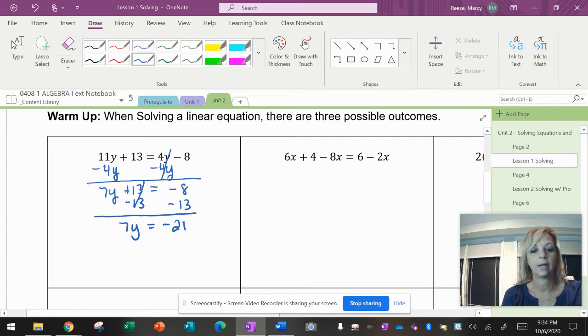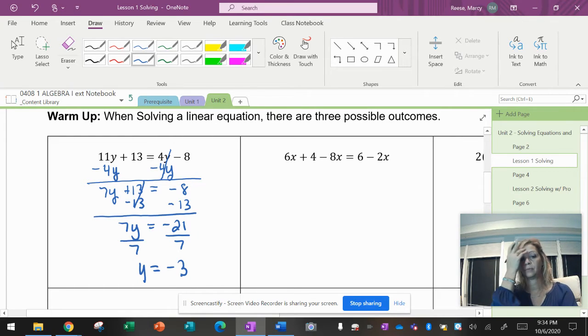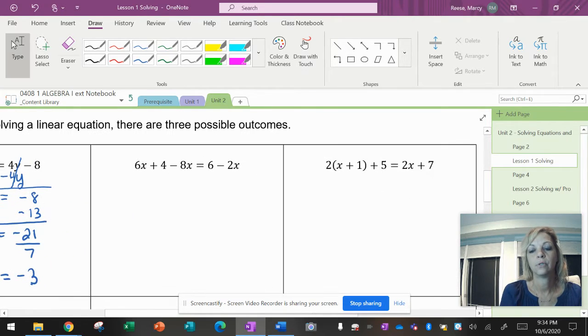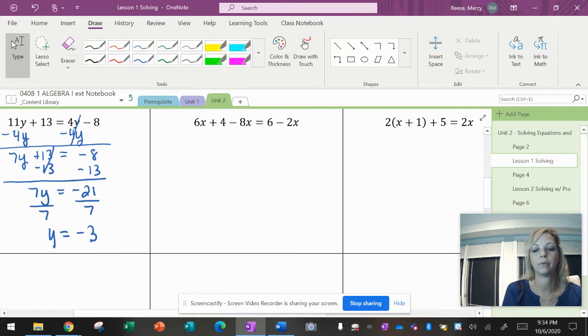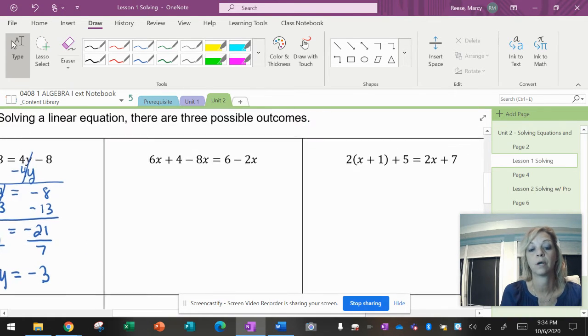And then for the grand finale, to solve for y, right now 7 and y are being multiplied. When they're butt up against each other like that, that means multiplication. So to undo multiplication, we do division. We're undoing whatever the operation is. Negative 21 divided by 7 is negative 3. If you wanted to check, you could make all the y's in the original problem negative 3, and the left side and the right side would be equal. Let's do these other 2, and then we'll talk about the possible outcomes.